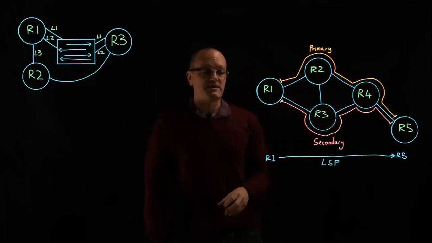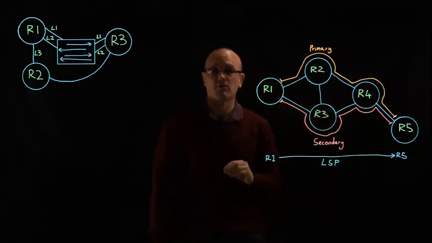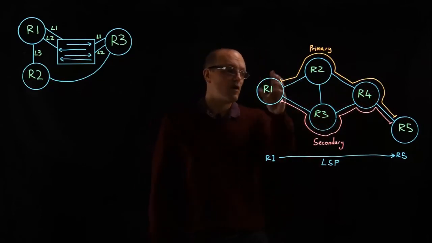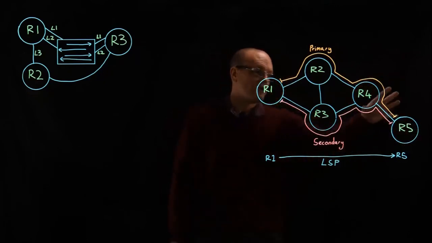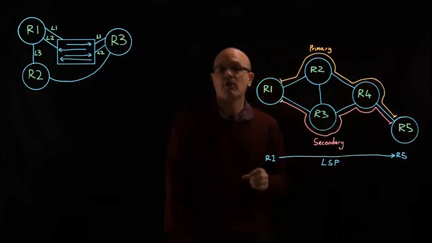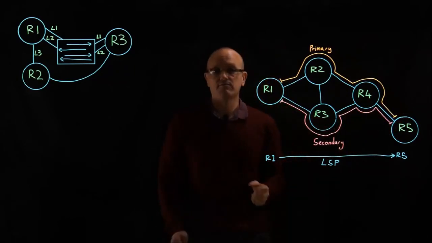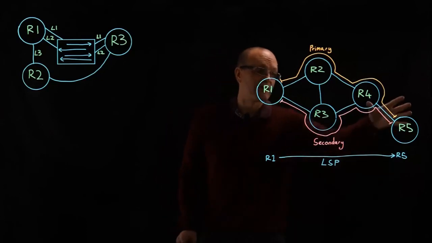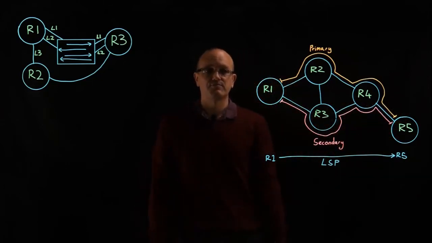The secondary LSP is also going to try and reserve that 600 megs of bandwidth through the network, and that succeeds all the way up to this R4 to R5 link, where resource allocation is not possible because we're looking to try and reserve 1.2 gigs of capacity on a 1 gig link. So the secondary LSP fails to establish.